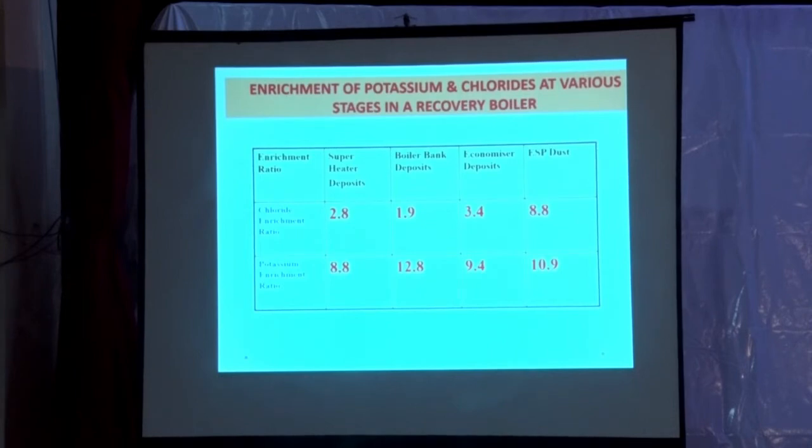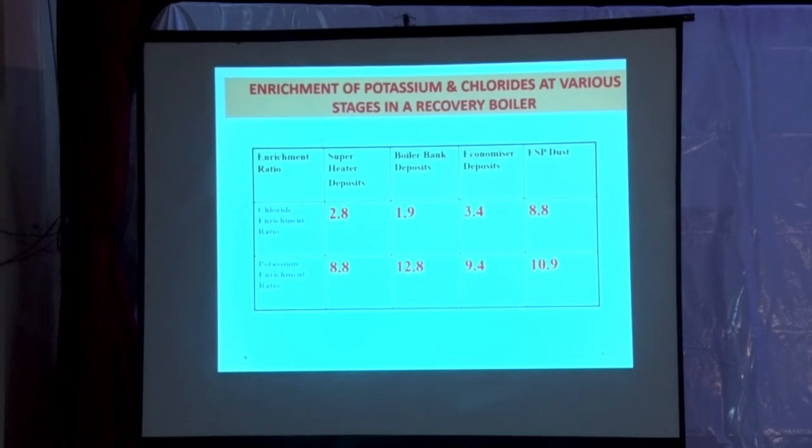Now, if you do the mapping in the recovery boiler, this is ideally only for the recovery boiler. For 2 mills we have done it from raw material to the end, but due to time constraints, I am just presenting the recovery boiler here. If you do the mapping of potassium and chloride, how is it going at different portions in the boiler.